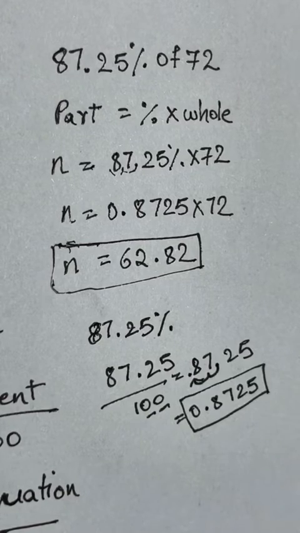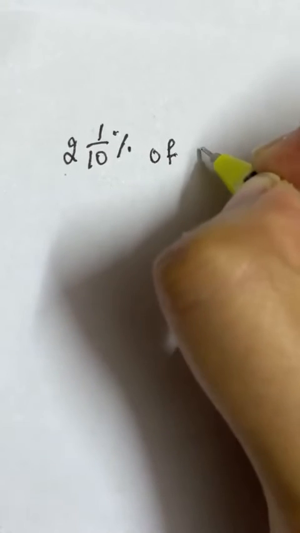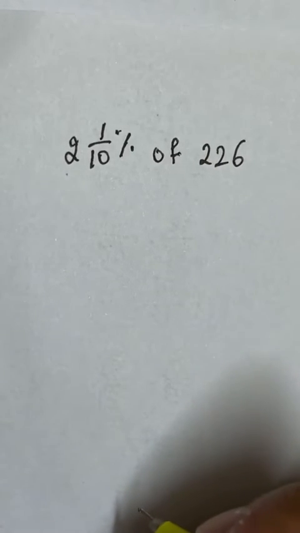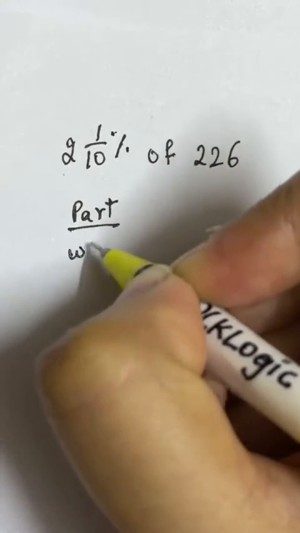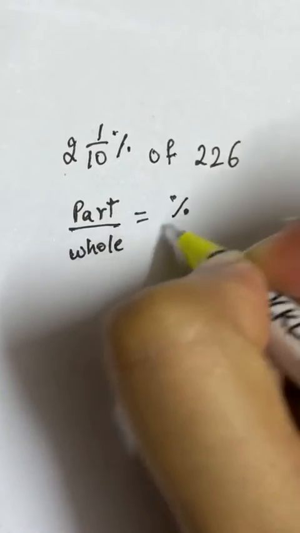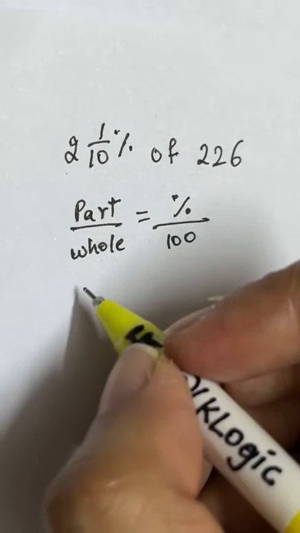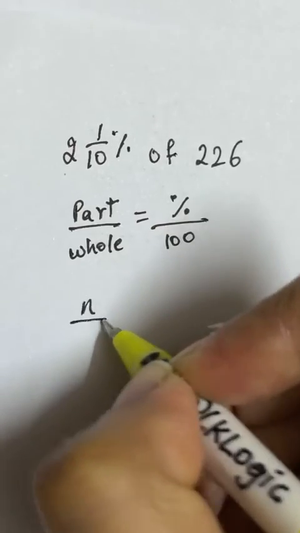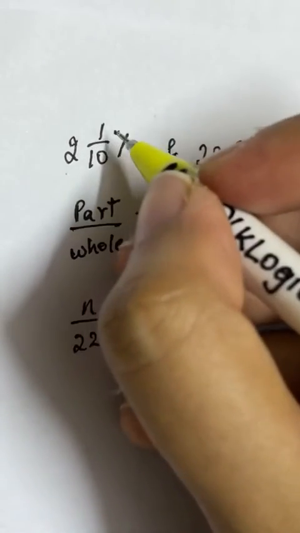Okay, let's see another example. For example, if you have 2 and 1/10% of 226. How are we going to calculate this? Let's try the first method. Part over whole is equal to percent over 100. Part divided by whole is equal to percent divided by 100. So what is our part? N. Whole is 226, which is equal to percent, 2 and 1/10.